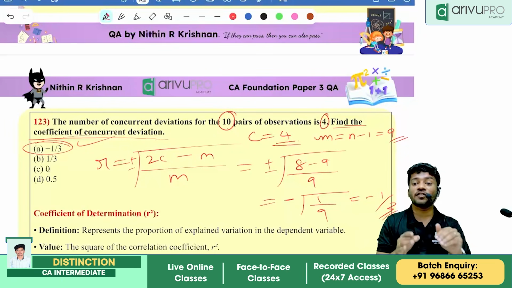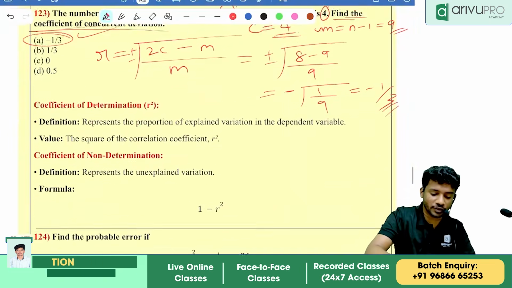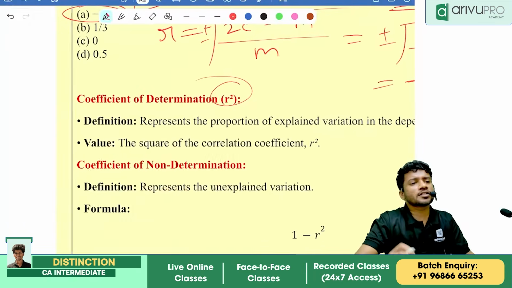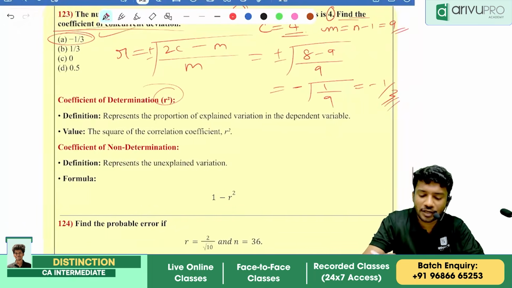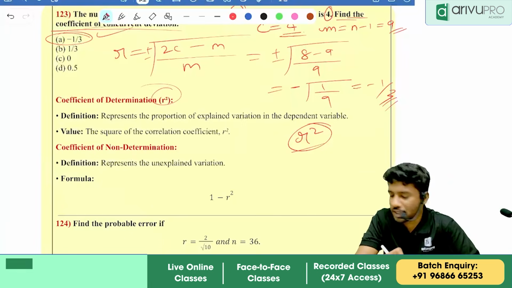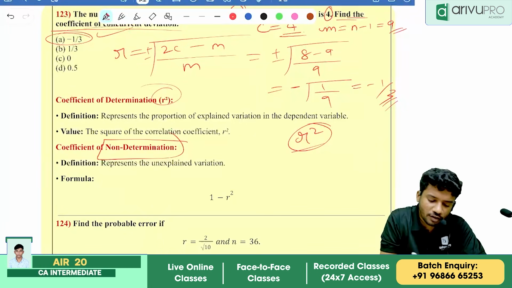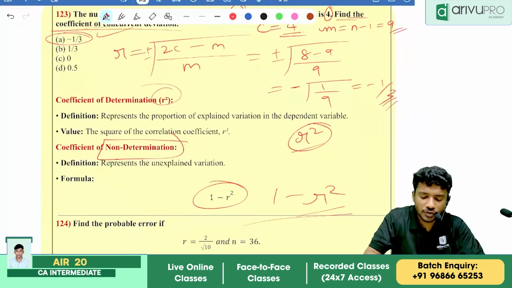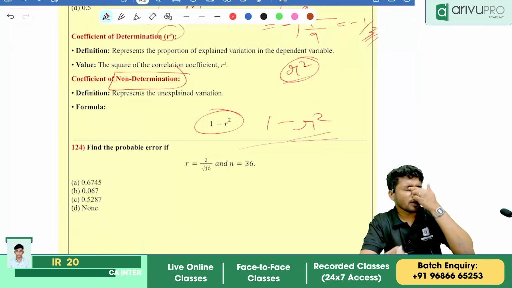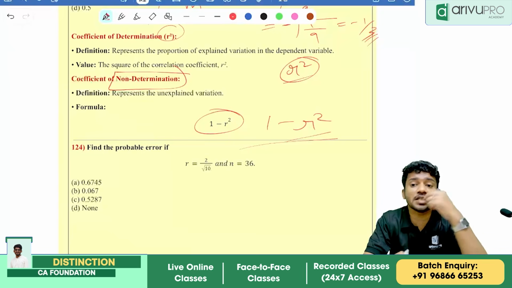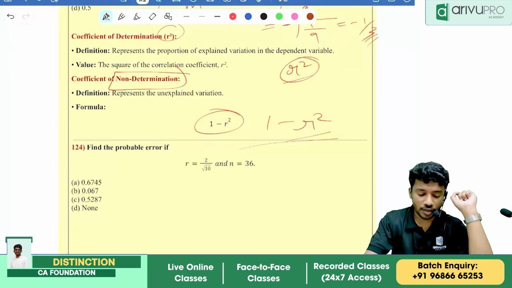Not a measure. We are finding what? Correlation coefficient over there. Now, people, coefficient of determination is called R square. Make a note of it. Coefficient of non-determination is called 1 minus R square. Coefficient of determination is R square. Coefficient of non-determination is 1 minus R square.